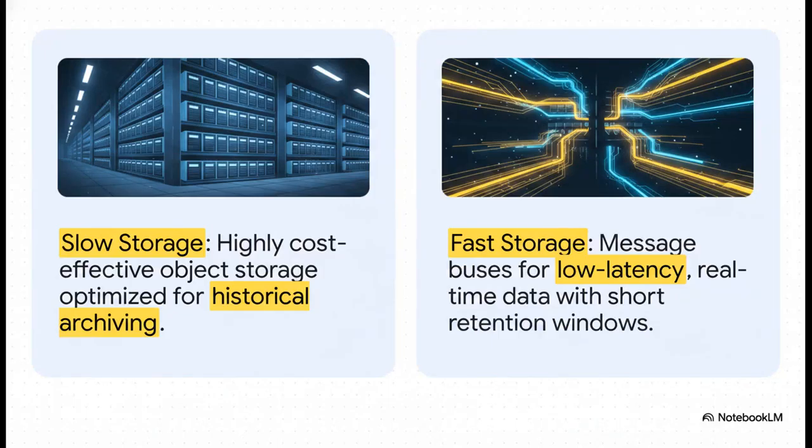We actually divide the storage space strategically into 2 areas. First, we've got slow storage. This is highly cost-effective object storage like AWS S3 or Azure Blob. It's optimized for massive files, batch processing, and keeping long-term historical archives for years on the cheap.